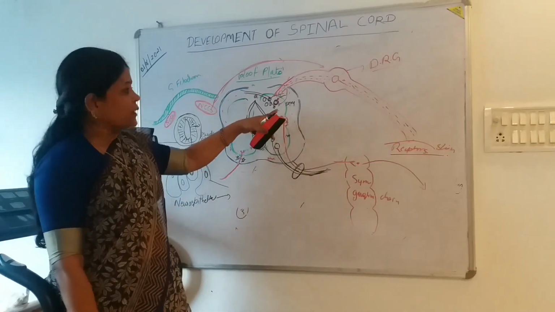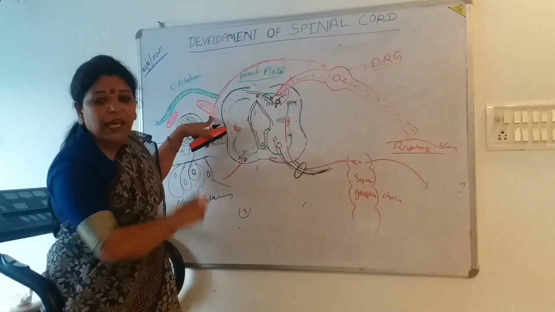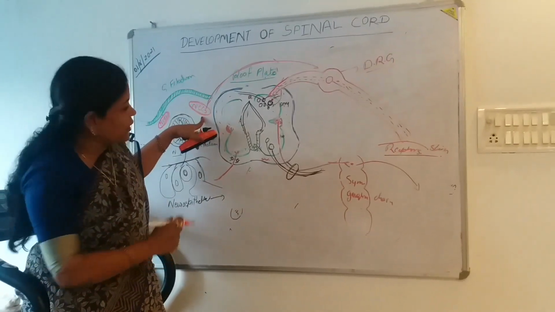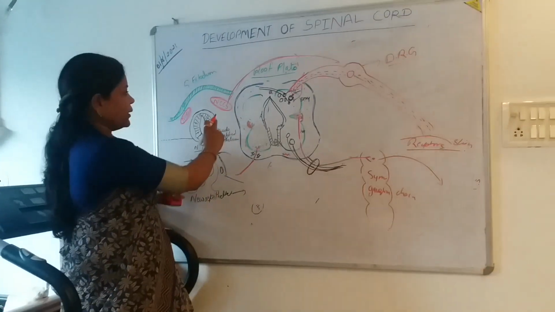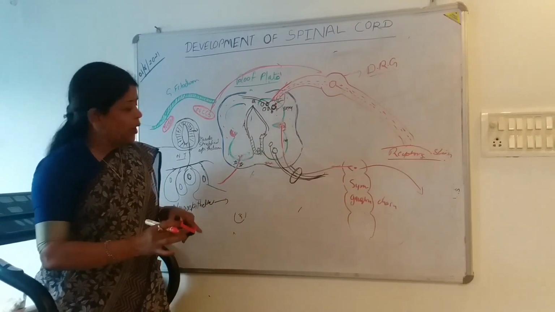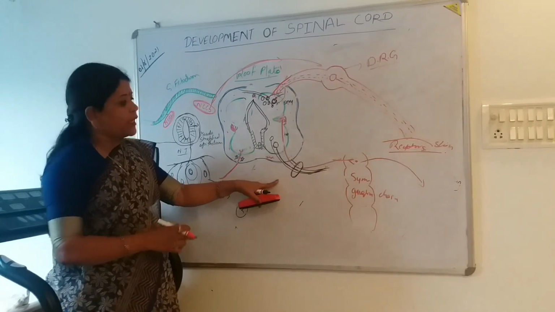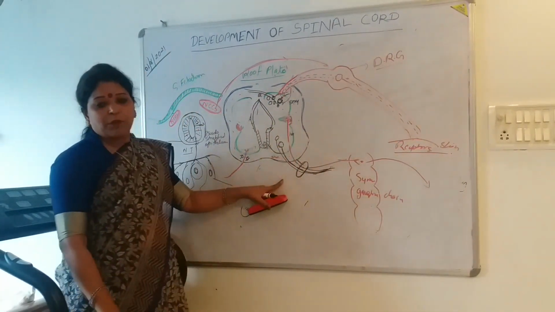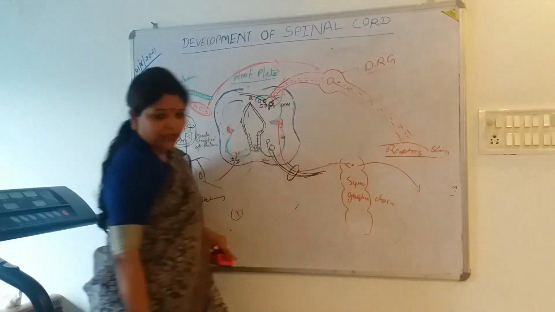So, this was all about the derivatives of the neural crest cells, which work in collaboration with the developing spinal cord. That's why it is necessary to understand them. There is a list of derivatives of the neural crest cells, but here we are concerned with the development of the spinal cord only. That's why we will discuss the derivatives related to it: one is the dorsal root ganglia, one the sympathetic chain.